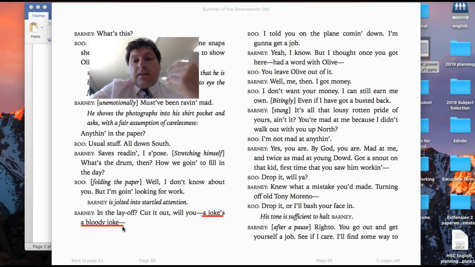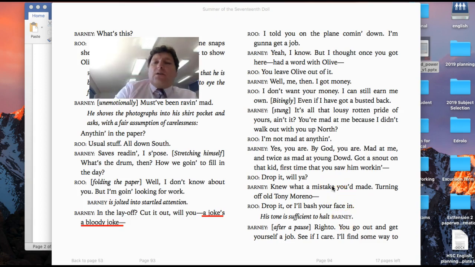But we get this conversation about Roo not having any money. Barney here says, "Well, me then, I got money and I don't want your money. I can still own my own, even if I have got a busted back. It's all that lousy rotten pride of yours, ain't it? You're mad at me because I didn't walk out with you up north." "I'm not mad at anything." "Yes, you are, by God, you are. Mad at me. Twice as mad at young Dad. Got a snout on that kid first time you saw him working." "Drop it, will you?" "Knew what a mistake you'd made in turning off old Tony Marino." "Drop it or I'll bash your face in."